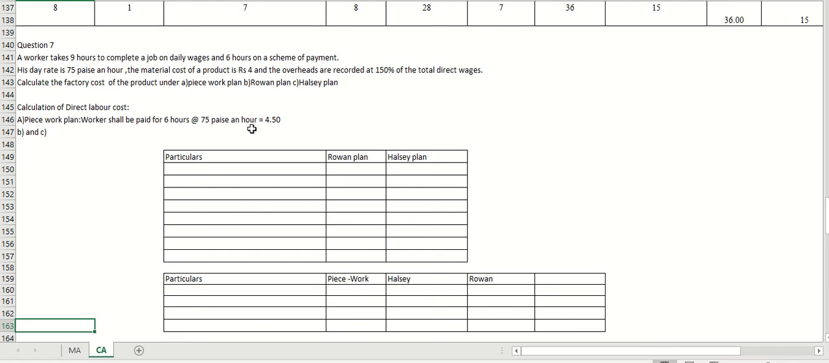So before that, let us calculate the labor cost of the employees under each plan. So under the piecework plan, the wages will be calculated as: workers shall be paid 6 hours at 75 paisa an hour.